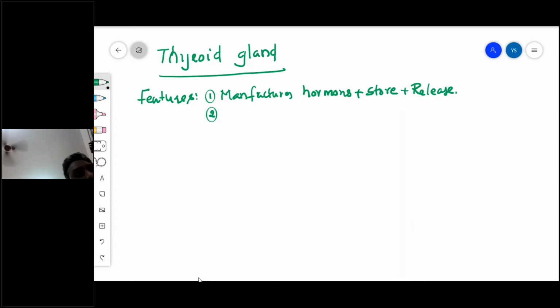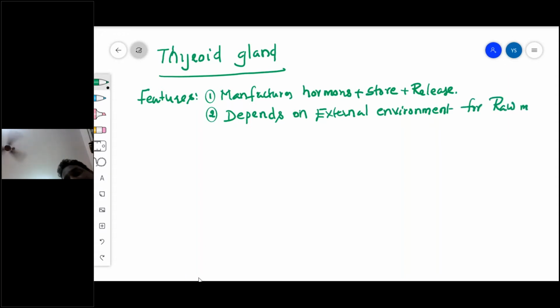And the second unique feature: it depends on the external environment for raw material. Number three, richest blood flow when compared to all glands in the body. If you compare all endocrine glands, the richest blood flow is at the thyroid gland.